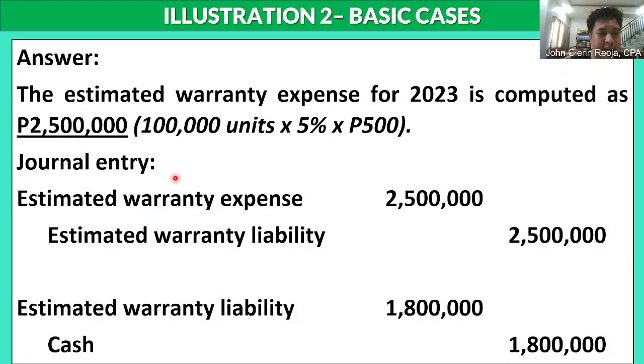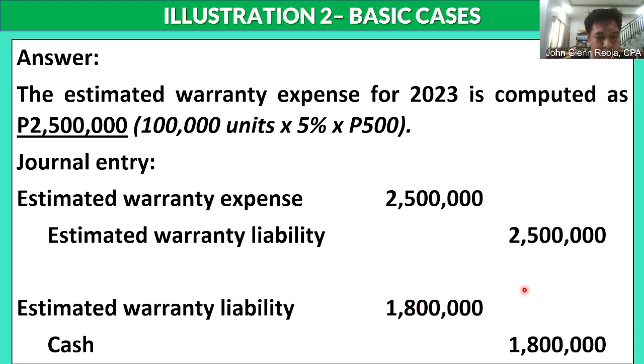So, journal entry: debit estimated warranty expense, 2.5. And then we credit estimated warranty liability for 2.5. When do we journalize the warranty expense? When we have already sold units. At this point, they sold 100,000 units, and at the same time we recognize the expense. That is the matching principle.